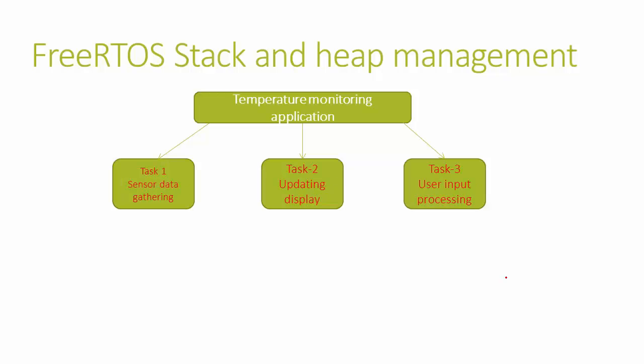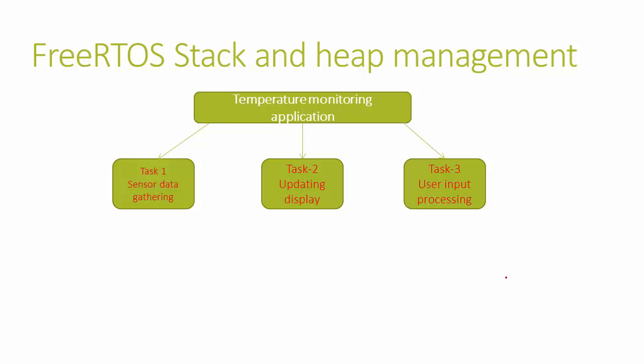Now let's take an example of one application, say a temperature monitoring application. This application may have three different tasks. I showed this example before also. Task one may be handling sensor data gathering from the temperature sensor, task two may be updating your display to show the current temperature value, and task three may be taking user input. So to implement this application, you have to create three FreeRTOS tasks, isn't it?